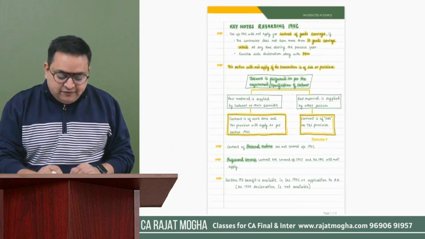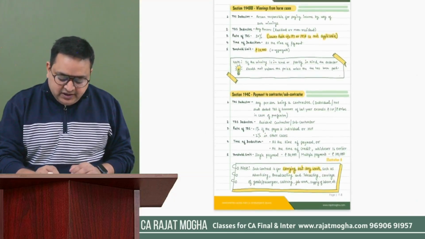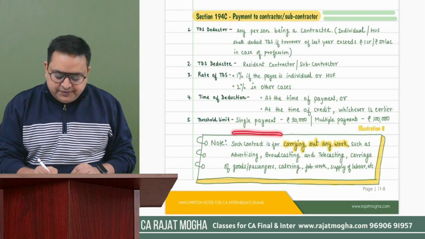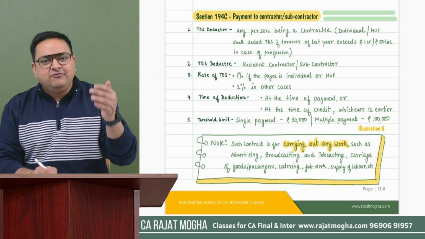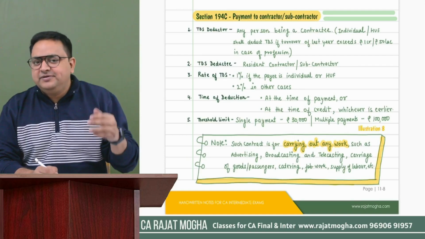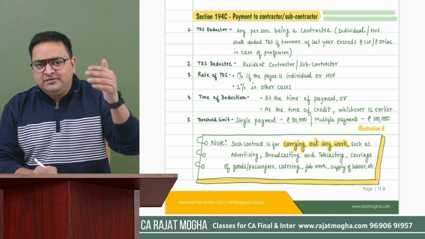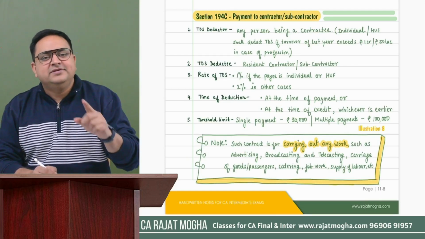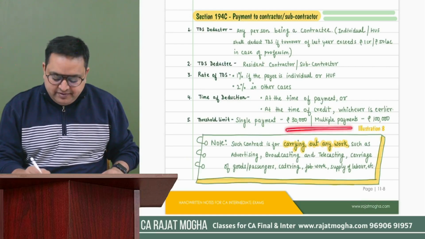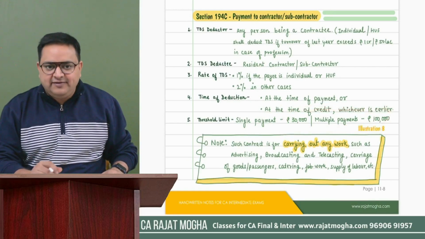But yes, 194C altogether is important: whenever you give a contract to someone, TDS will be deducted at a rate of 1% or 2%, as the case may be. If the contractor is an individual, the rate is 1%, otherwise 2%. And you should remember the threshold limits also, 30,000 and 1 lakh.